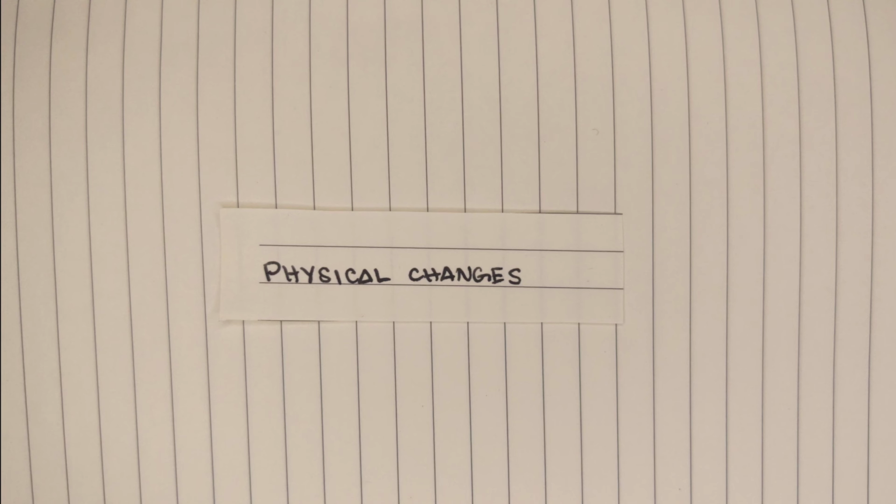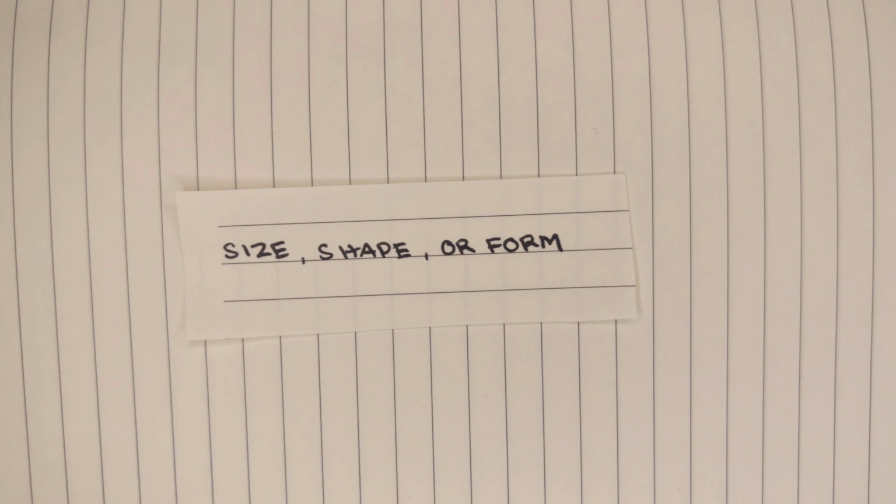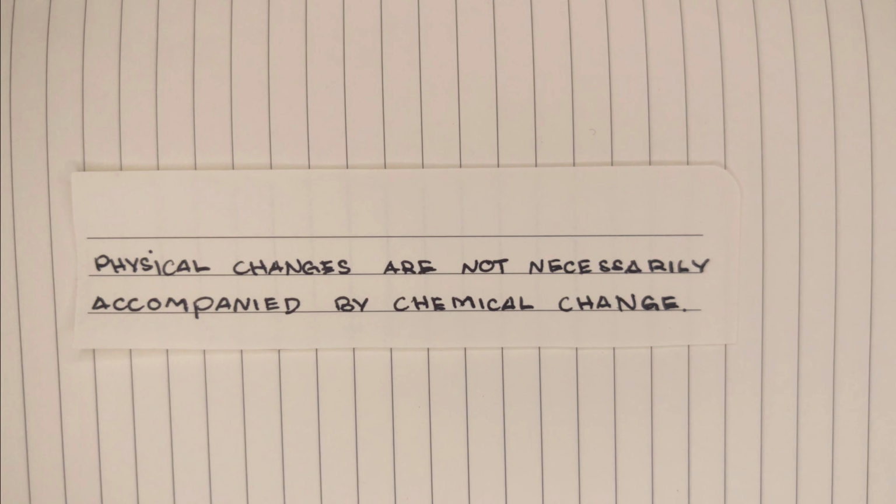Well, you can identify them if they are reversible or if no new substances are formed. Also, a physical change is something that changes the physical properties of a substance, like size, shape, or form. Also, remember that physical changes are not necessarily accompanied by chemical changes. So, let's take a look at the different examples made by me using the different things I have found inside my house.